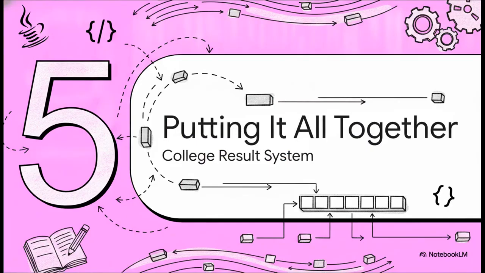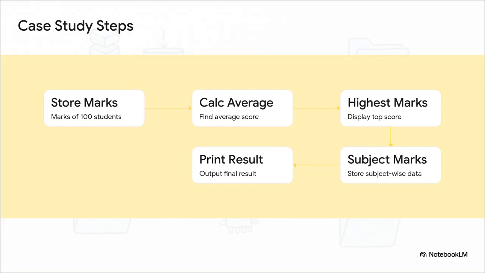Finally, Part 5, putting it all together. Let's look at a college result processing system. It really brings all these concepts together beautifully. We can use 1D arrays to store 100 students' marks, 2D arrays to break down their specific subjects, and var-args for totally flexible calculations. And then, after all that, we pipe the final grades right through an output stream using something like PrintWriter.